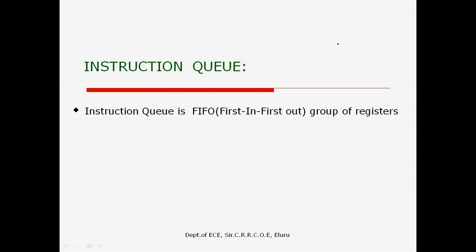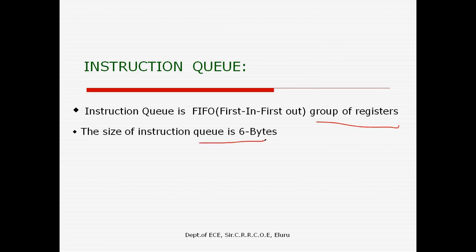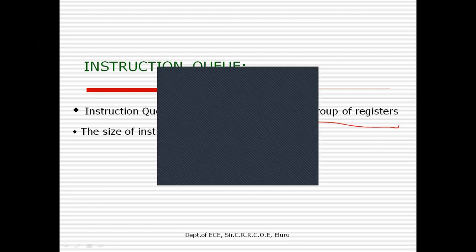And what is the size of this instruction queue? As I said, it is a group of registers. So how many registers are there for this instruction queue? The size of this instruction queue is 6 bytes. You can observe this instruction queue in the architecture diagram also.